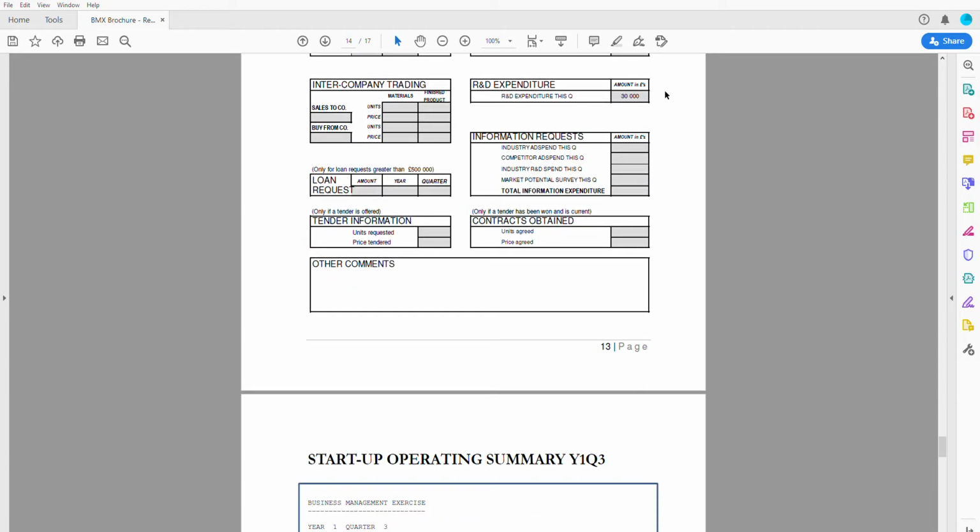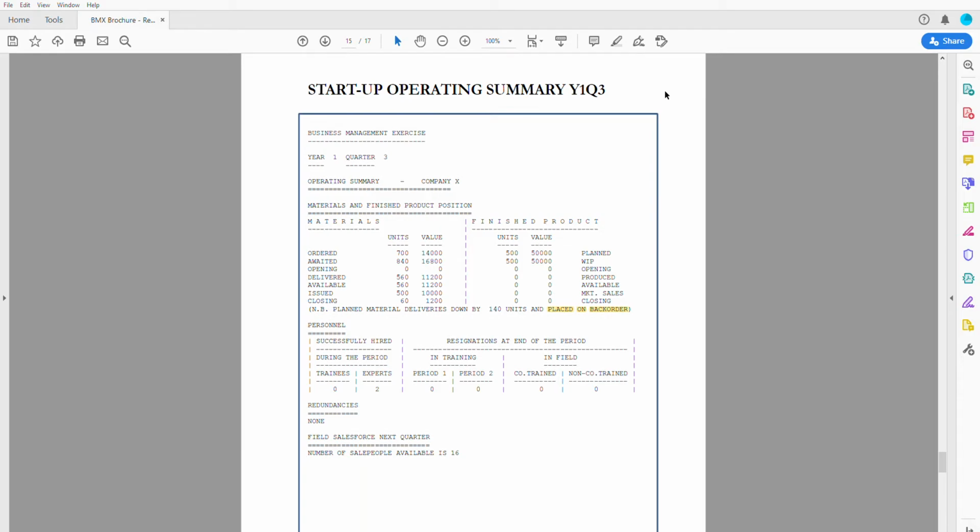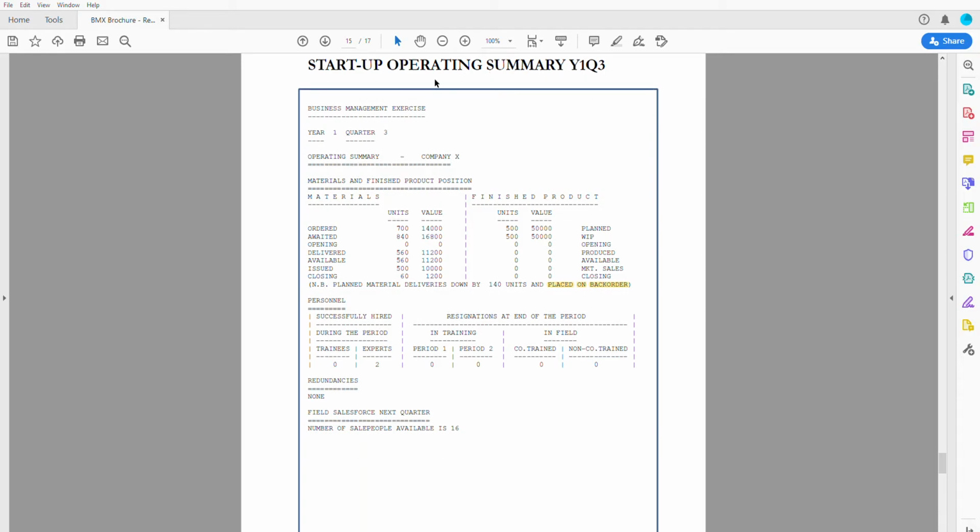Now, if you scroll down, you're going to see that page 14 has got the operating summary for year 1, quarter 3. So this is where we are sitting at the moment. This is the kind of feedback that you are going to get. So we're in year 1, quarter 3. You can see that here, and you can also see that this relates to company X over here.